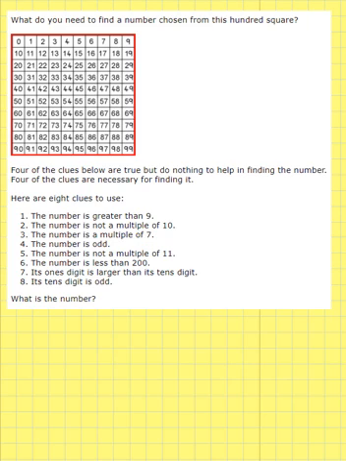So the first clue is the number is greater than 9. The number is not a multiple of 10. The number is a multiple of 7. The number is odd. The number is not a multiple of 11. The number is less than 200. Its ones digit is larger than its tens digit. And lastly, its tens digit is odd. And your task was to find out what the number was.